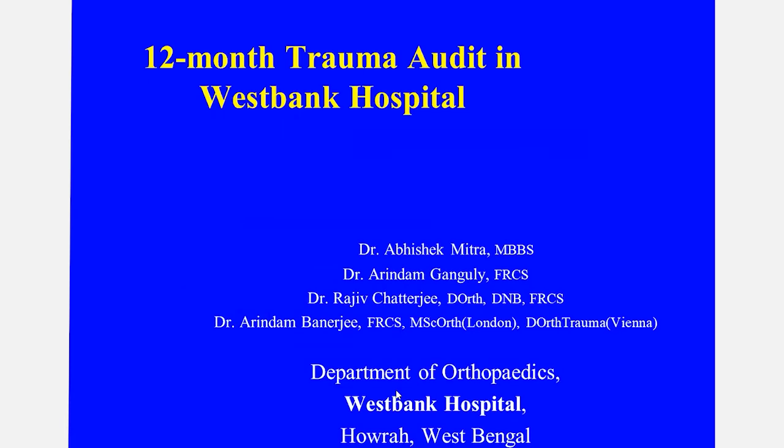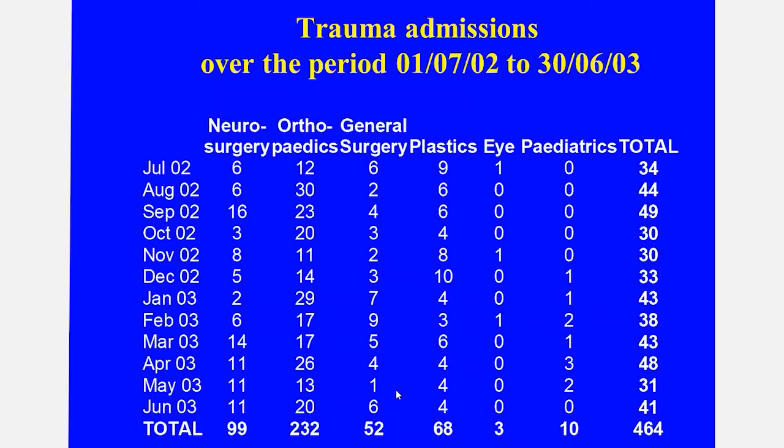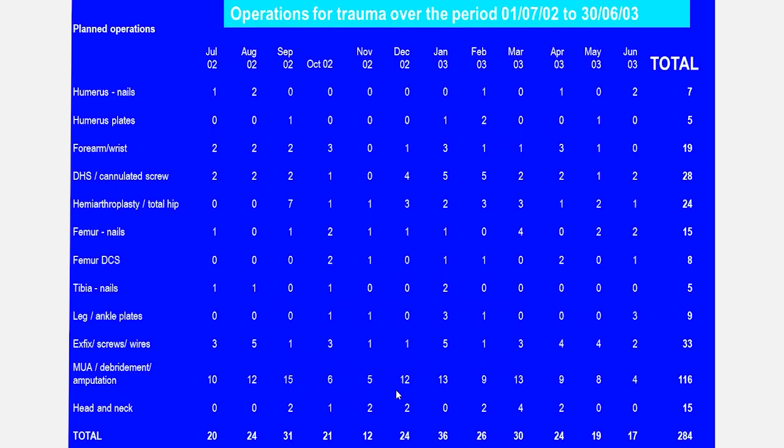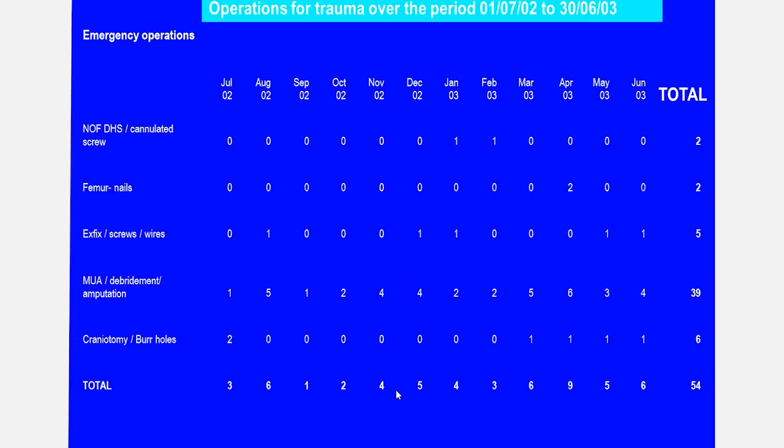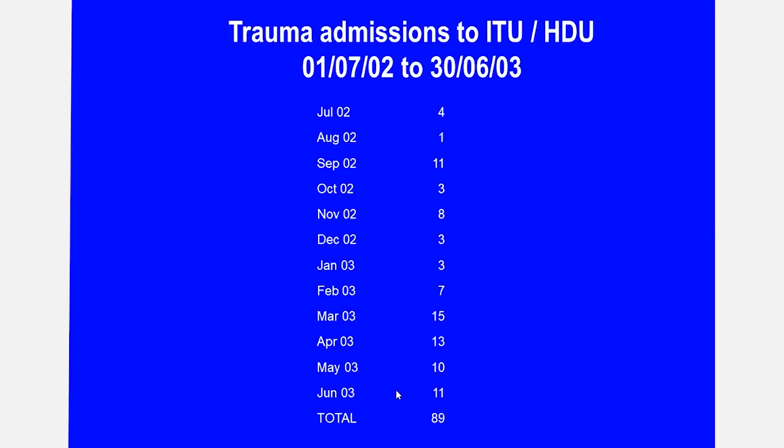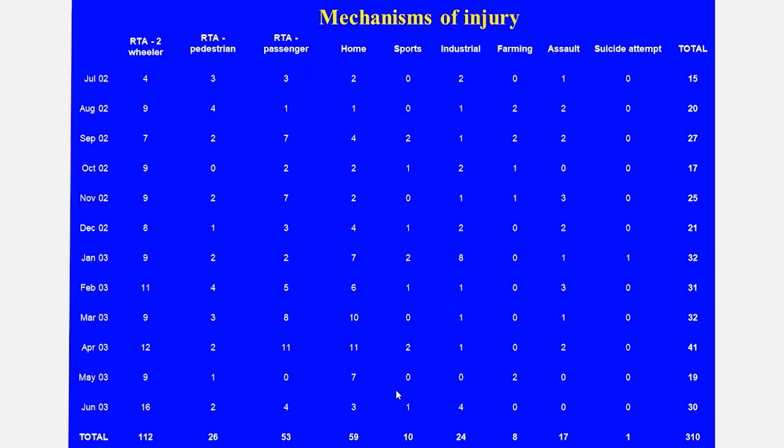It was done in the early part of the millennium, and I just want to show you to give an idea. So these are the trauma admissions we had in 1 year, in the year 2002 to 2003, 464. And they had various types of operations, which were involved nearly 284 operations. All types of different kinds of surgery were done. And 1 in 5 had an ITU admission straight away.